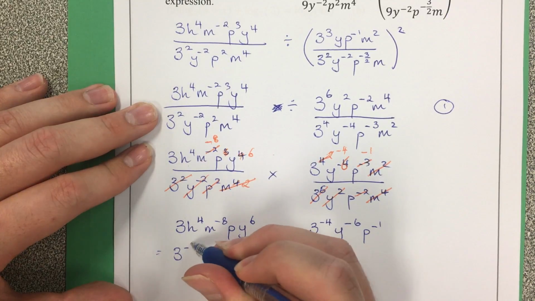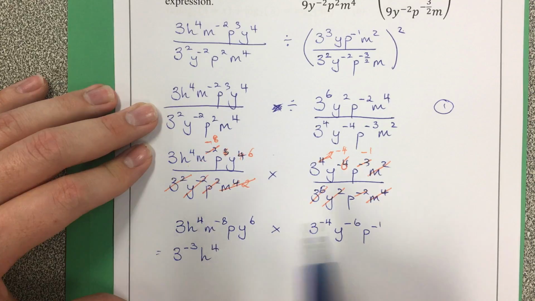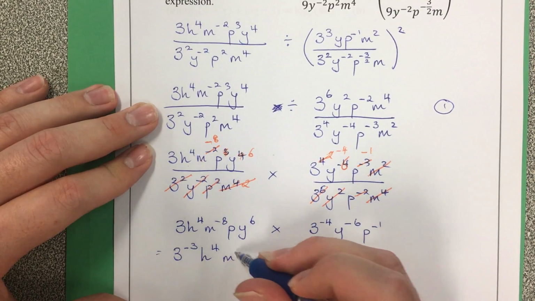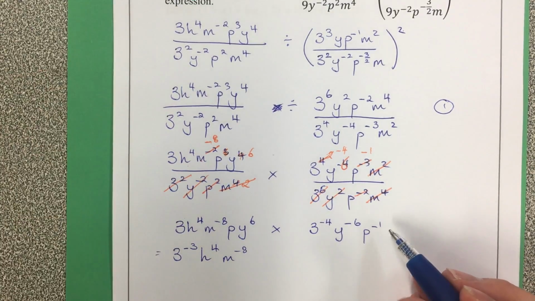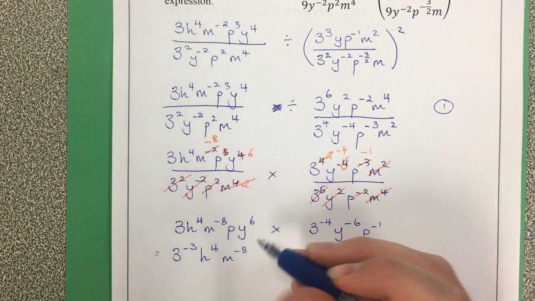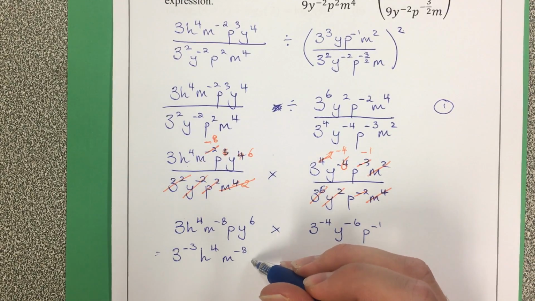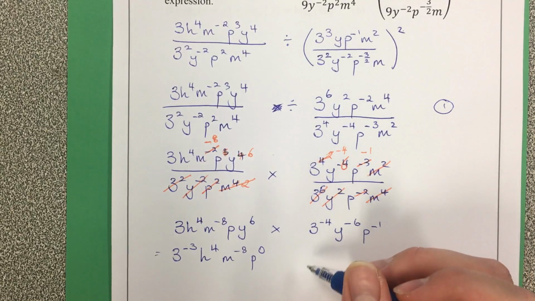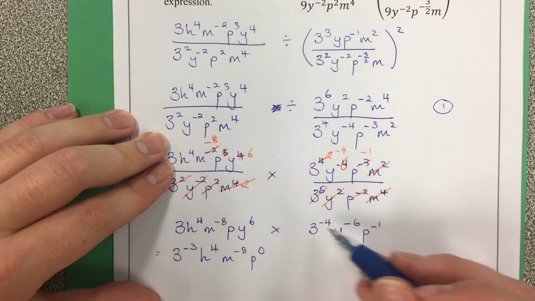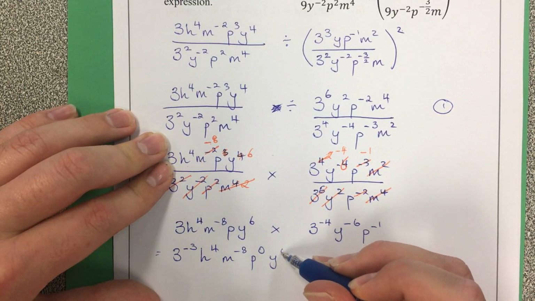It's going to be 3 to the power of negative 3, h to the power of 4, m to the negative 8, there's no other m's, p to the power of 1 times by p to the negative 1 is going to make those disappear, because 1 plus negative 1 is 0. So that'll be p to the power of 0. y to the power of 6 times by y to the negative 6 is going to make that y to the power of 0.